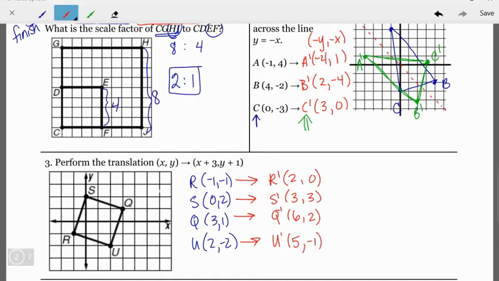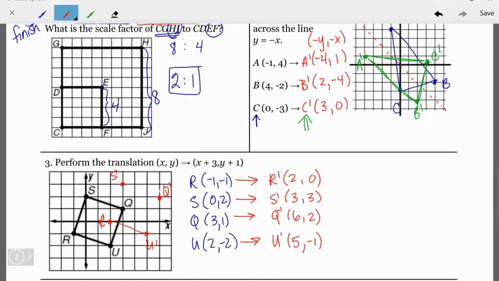So now let's graph out the points and see what it looks like. So it should look like we just shifted the square over. R prime is now at 2, 0. S prime is at 3, 3. Q prime is at 6, 2. And U prime is at 5, negative 1.